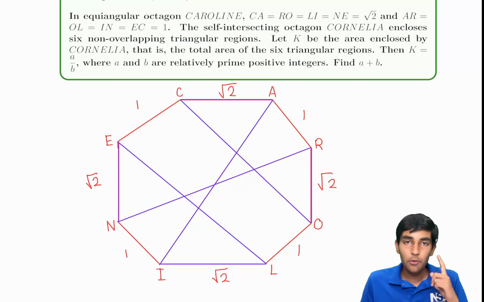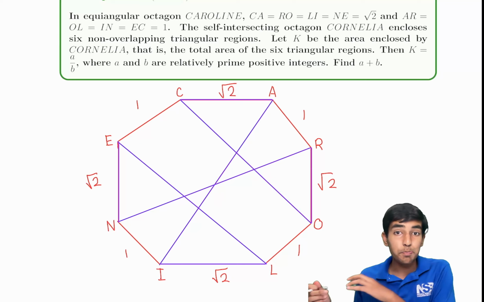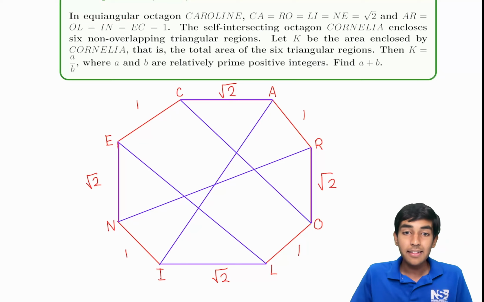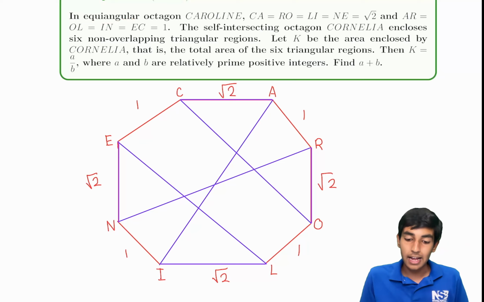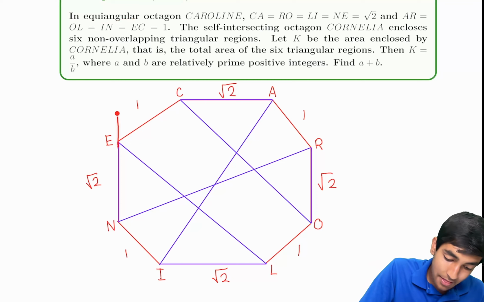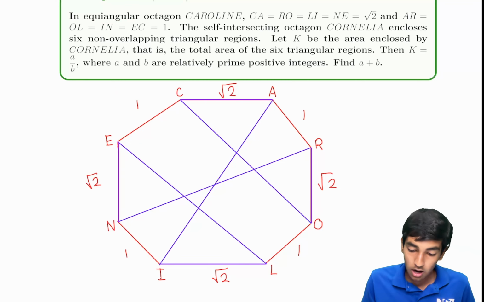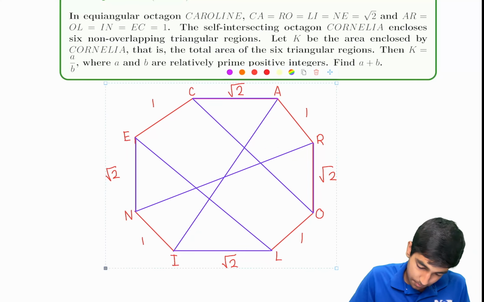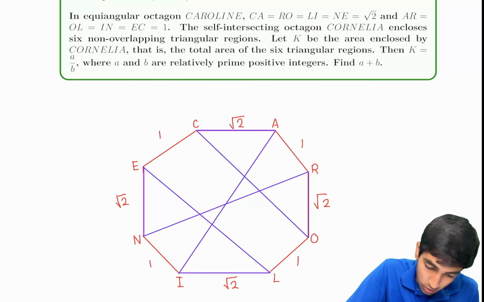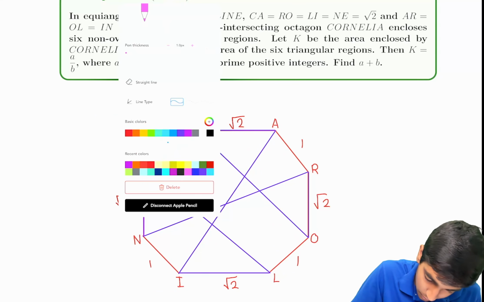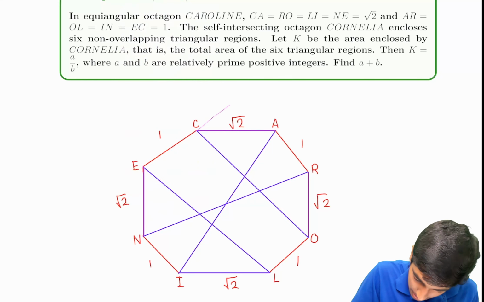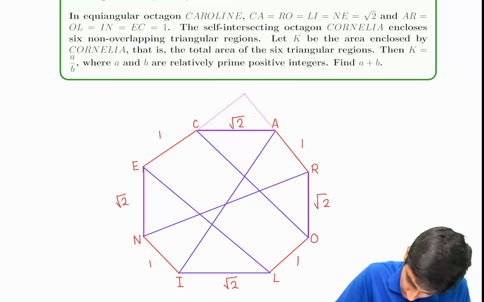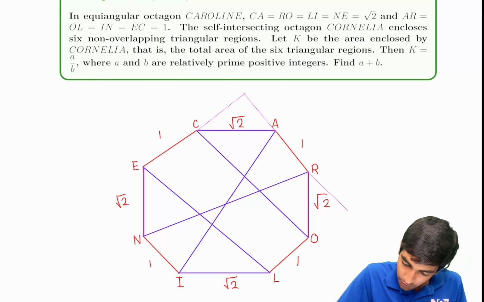So this problem has one really cool trick, and you should basically be using it whenever you see this word equiangular. And that is to extend the sides. Extend the sides of the equiangular octagon. So what we're going to do here is, let me make this a tiny bit smaller. Okay. Let me use dotted lines for this. Extend that there. I'm going to extend that there. So basically, we want to find the area of all these triangles.